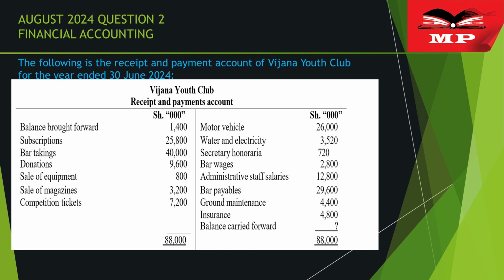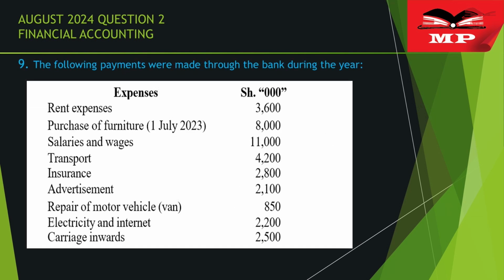Then on the credit side, do you have anything in relation to the bar? Yes, look at bar wages. We have bar wages. Then you have bar payables. Bar payables, those are purchases, are they not? Bar purchases. Then do you have any information in relation to the bar? That's how you analyze the question, candidates. Look for any information in relation to the bar under additional information.